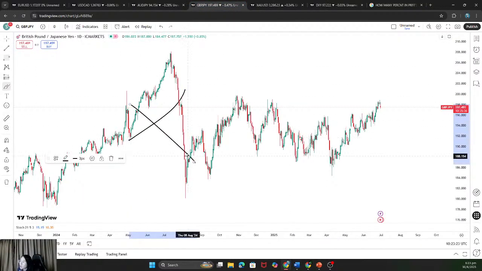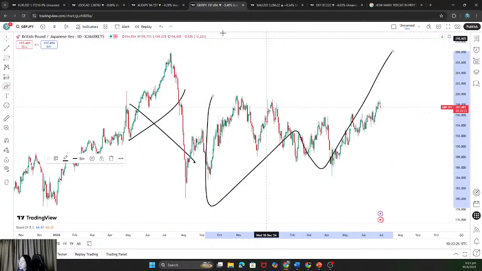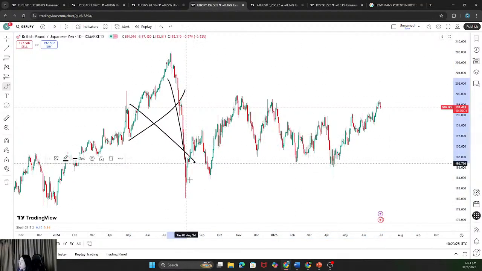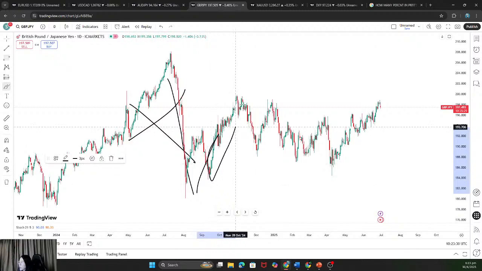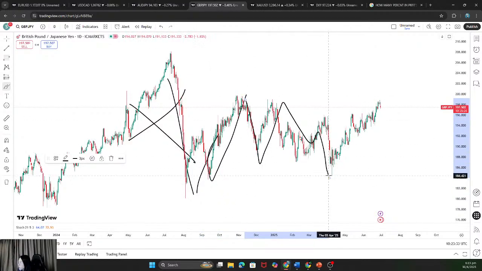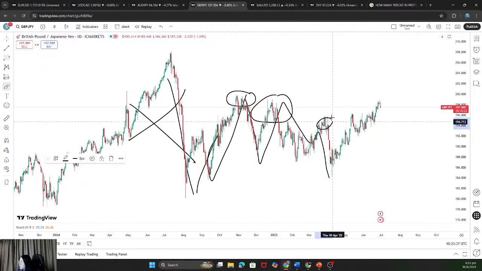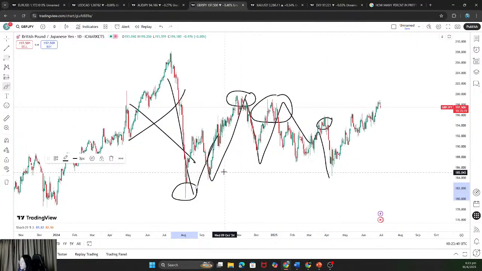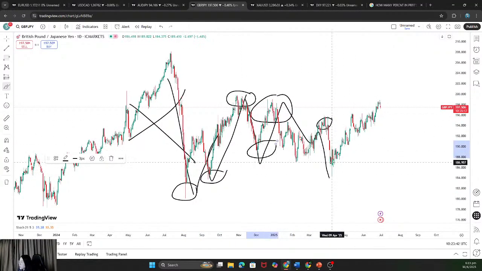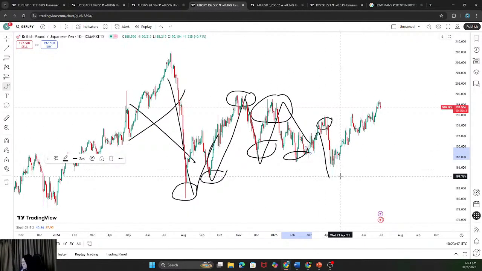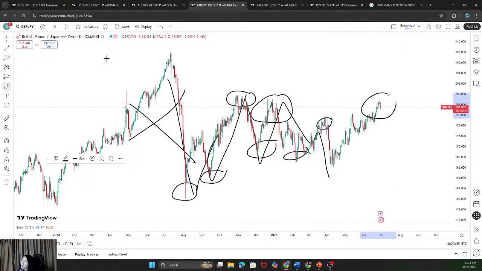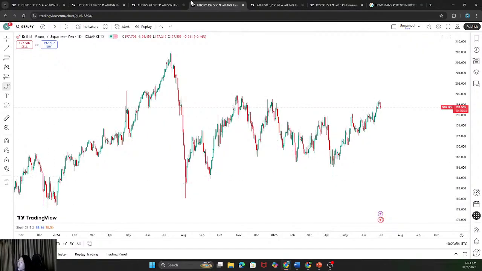GBP JPY, we're gonna stay out for now until the structure becomes better. Right now it's making higher highs and then it's making lower lows. Like, what do you actually want? See, it's making lower highs, then it's also making higher highs. So it's a little confusing with this one. And it also broke structure here. We're just gonna stay out for this one.